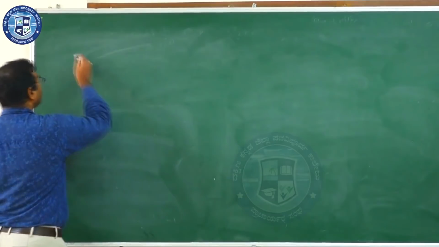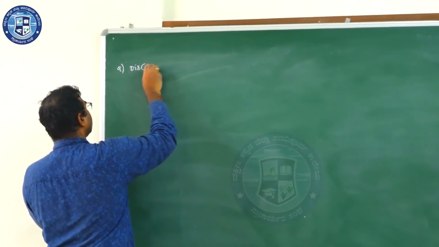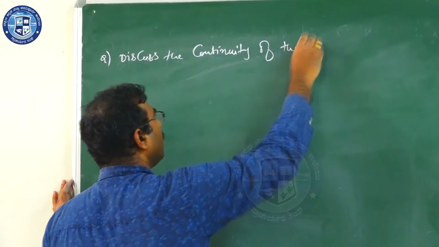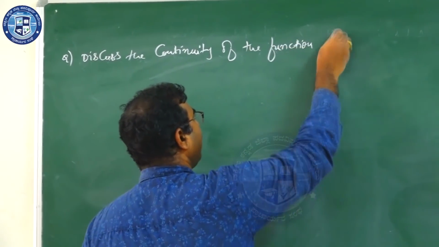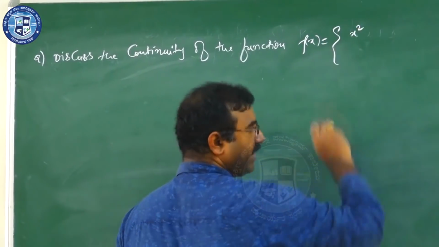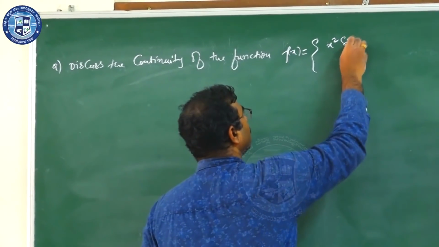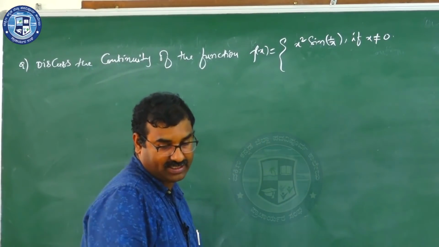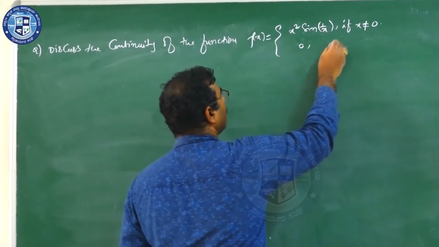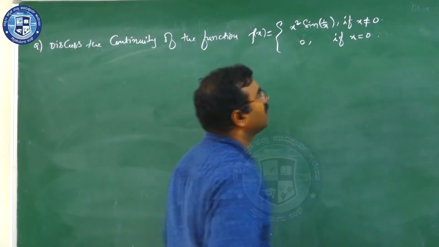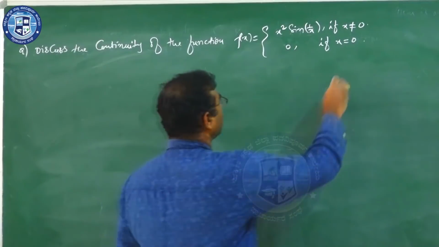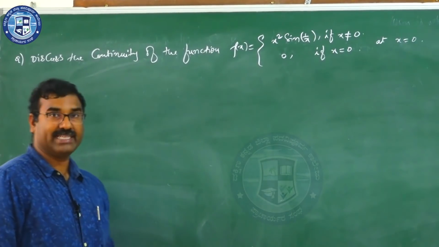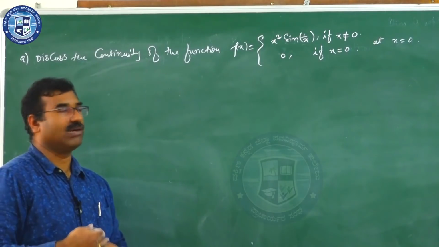Discuss the continuity of the function f(x) equal to x square sin 1 by x if x not equal to 0, and 0 if x equal to 0, at x equal to 0. This is the question. At 0 we need to work it out.